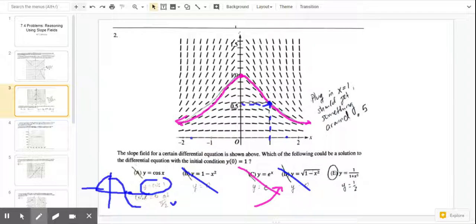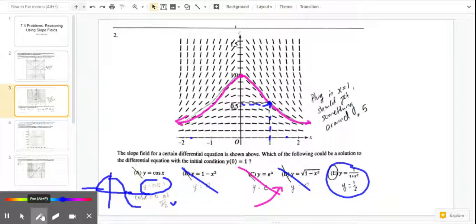So if this were cosine, that would have to go through that point, come all the way down here, and then go up. So that leaves us with only this as our option. So that's why it's E. So you kind of want to use what you know about these functions in order to get the answer here.